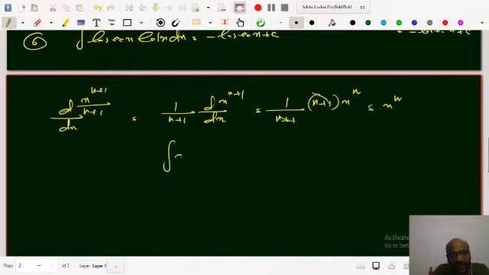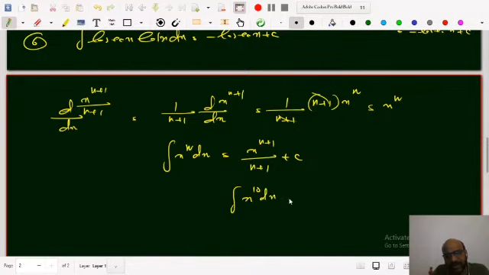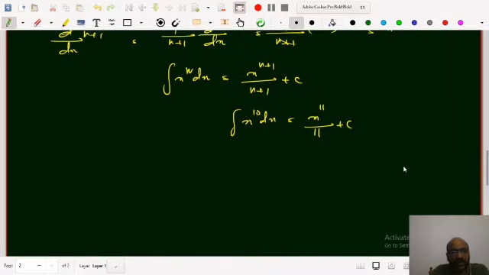Therefore, what is integration of x raised to n dx? Integration of x raised to n dx is x raised to n plus 1 by n plus 1 plus c. So, an important formula. For example, suppose you want to find integration of x raised to 10 dx. What is the answer? Integration of x raised to 10 is x raised to 10 plus 1, that is x raised to 11 by 11 plus c. Okay, this is our 11th formula: integration of x raised to n dx is x raised to n plus 1 by n plus 1.